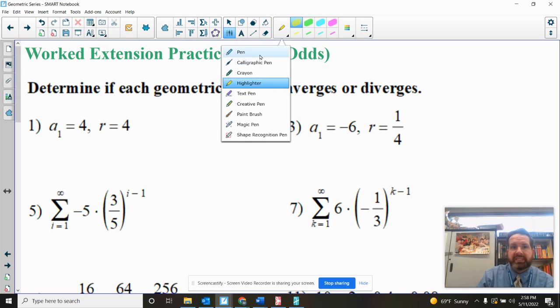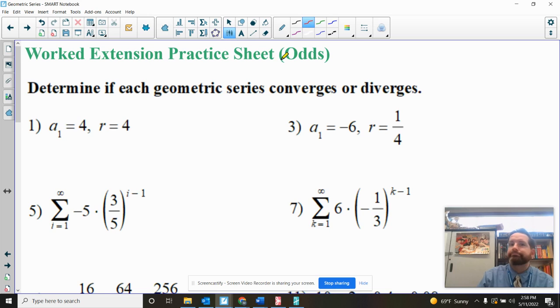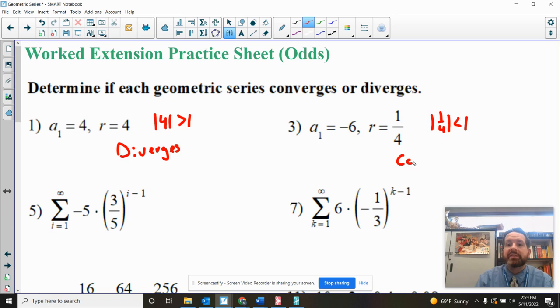When it comes to deciding if we converge or diverge, just look at your common ratio. That's all that matters. Common ratio is 4. Absolute value of 4 is bigger than 1. This series diverges. Common ratio here is 1/4. Absolute value of 1/4 is less than 1. This series converges.